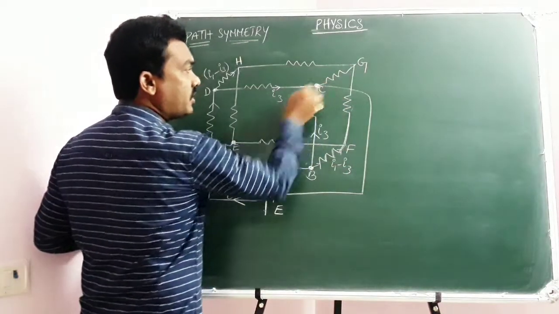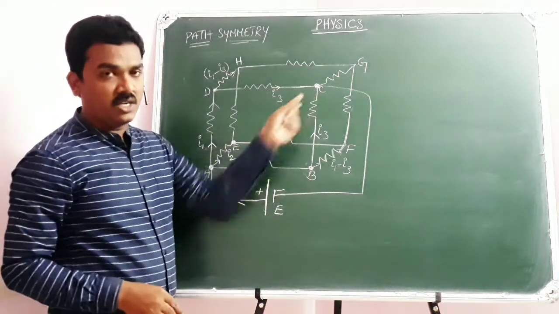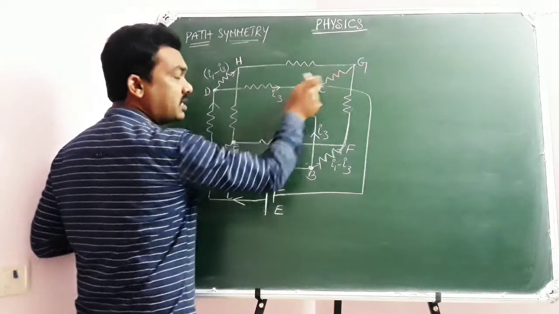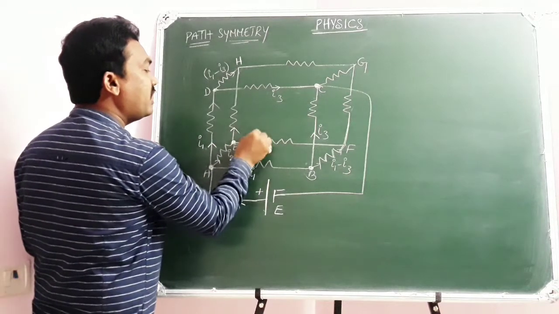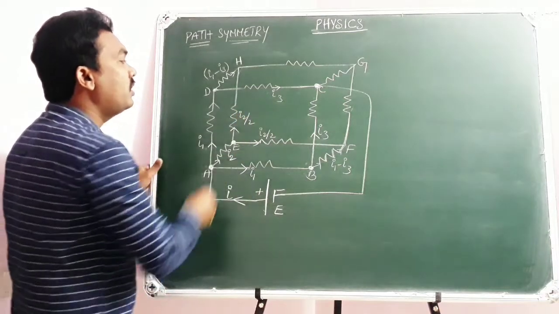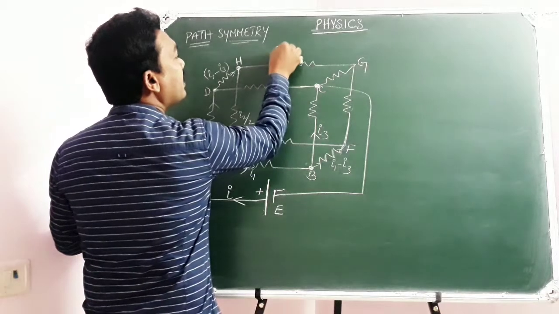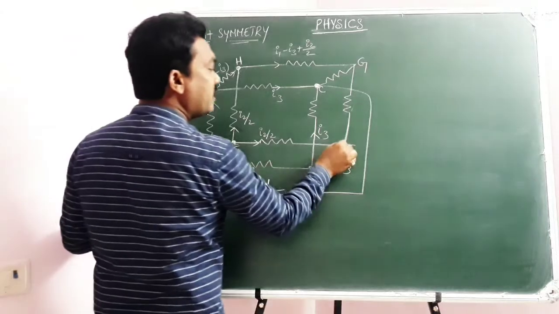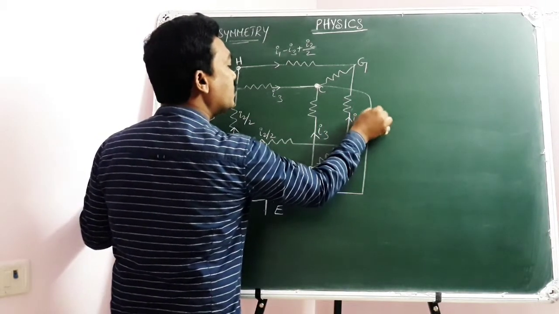EF, FG, GC 3. EH, HG, GC 3. Means while moving from E to C, the identical paths EF, FG, GC, EH, HG, GC are identical. That's why I2 divides equally along the EF and EH as I2 by 2 and I2 by 2. Now this I2 by 2 will join with I1 minus I3 here and will come out as I1 minus I3 plus I2 by 2. And this I2 by 2 will join here and will come out as I1 minus I3 plus I2 by 2.